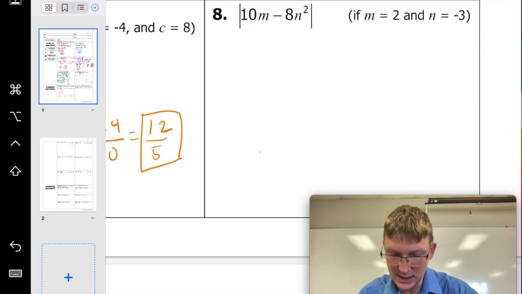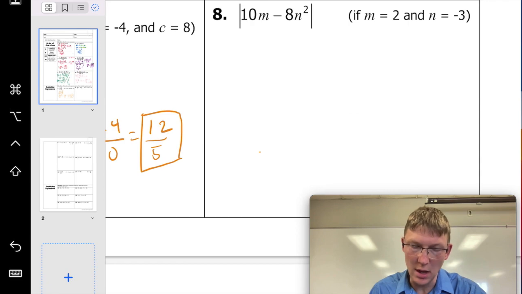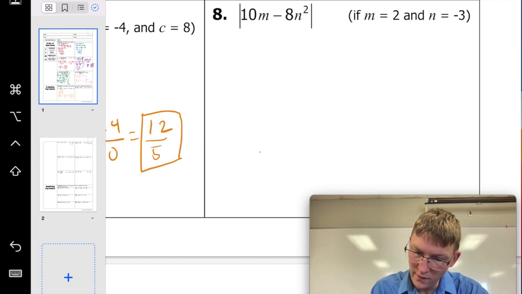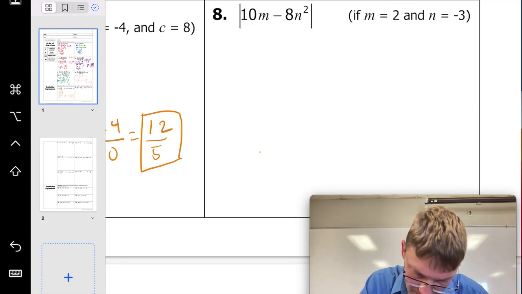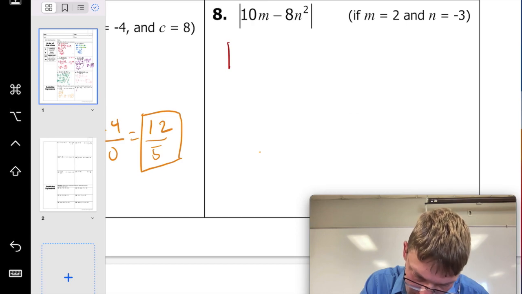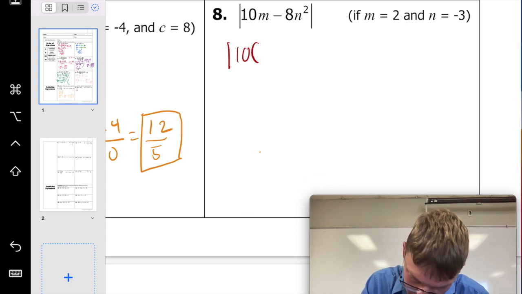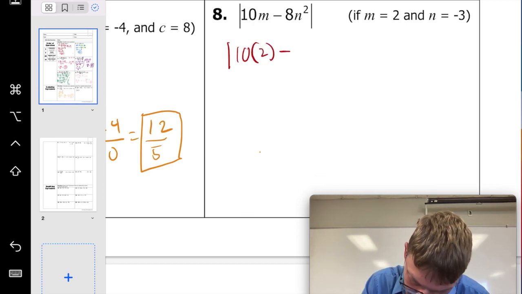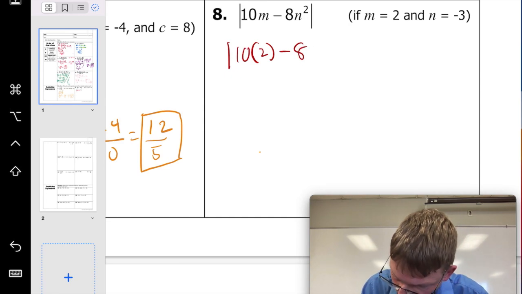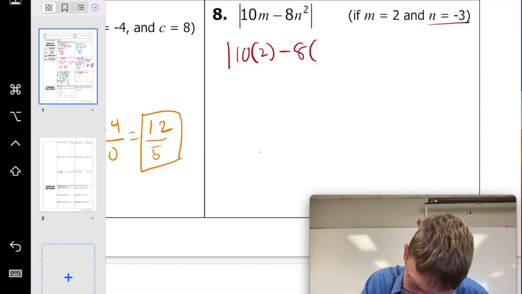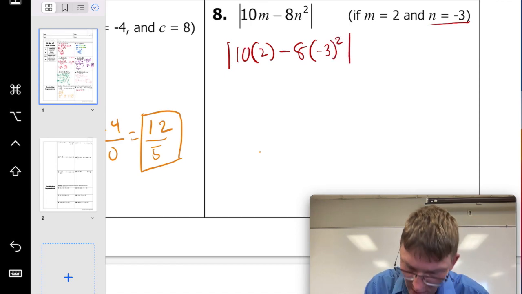Okay, this is the last example that I'm going to do of plugging things in. Like I said, you guys can do the other examples. All you're doing is taking this and plugging it into there. So let's do it. So m equals 2. I'm just going to keep my absolute values. 10 times 2 minus 8n squared. n is -3. -3 squared. And all of that is an absolute value.